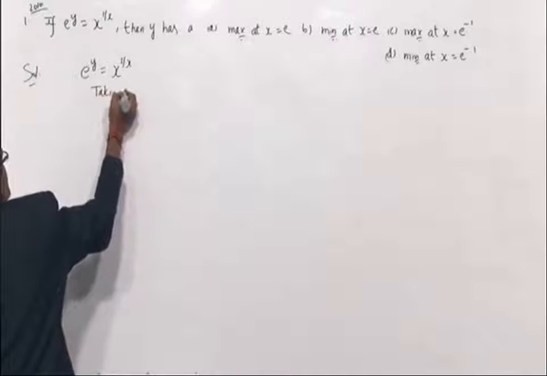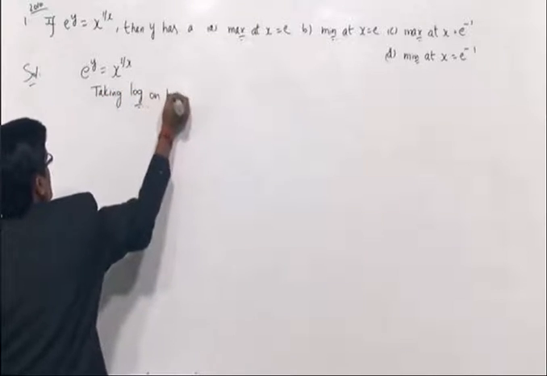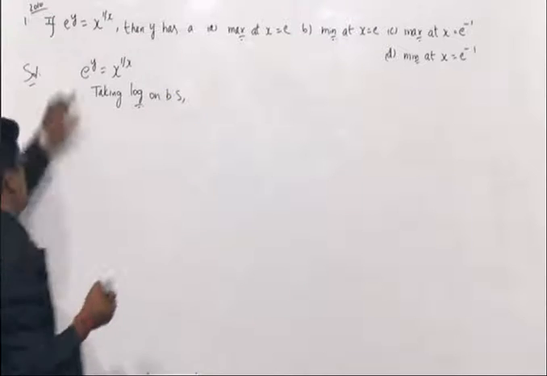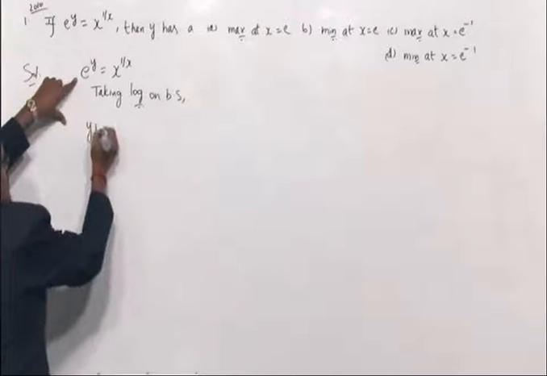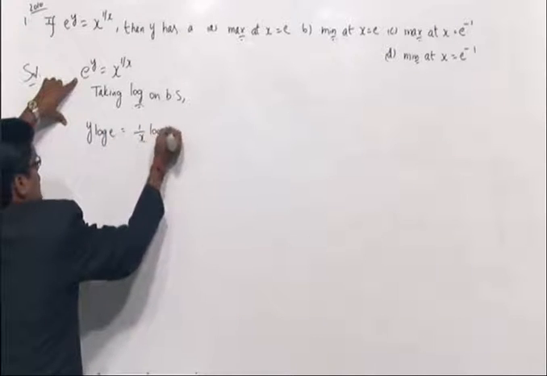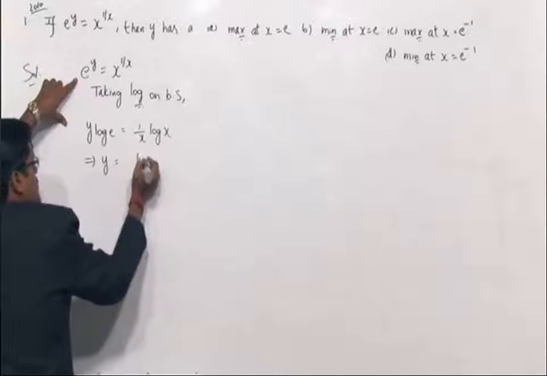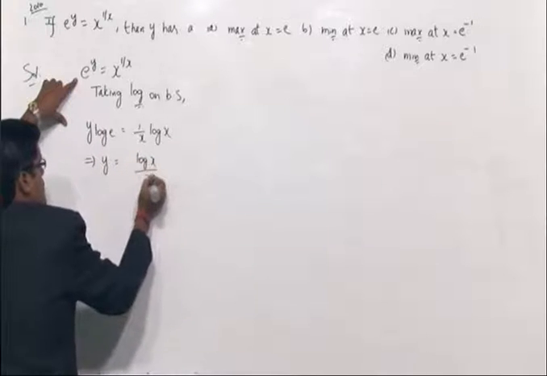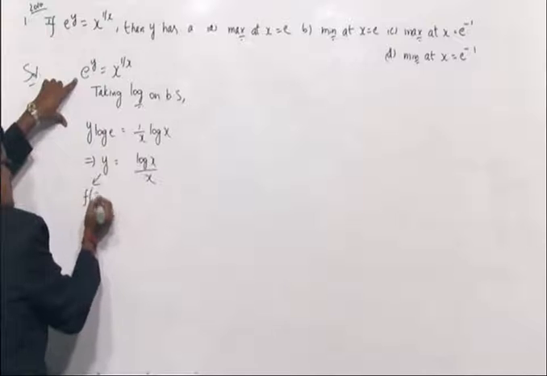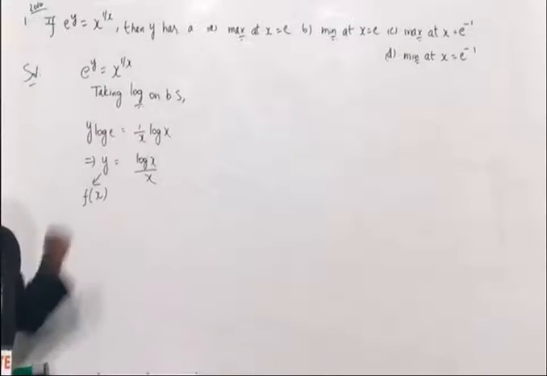Taking logarithms on both sides (BS stands for both sides), this becomes y log e is equal to 1 by x into log x. By the logarithm properties, log e to the base e is 1, so y is equal to log x divided by x. Y is nothing but a function of the single variable x. Now this problem becomes completely a problem in terms of the single variable x.